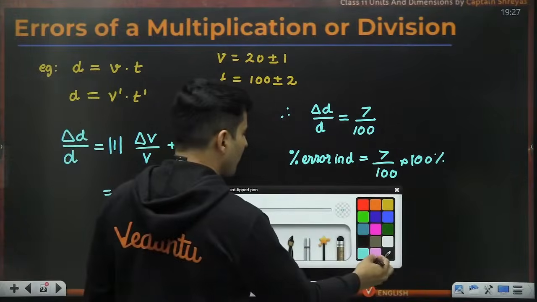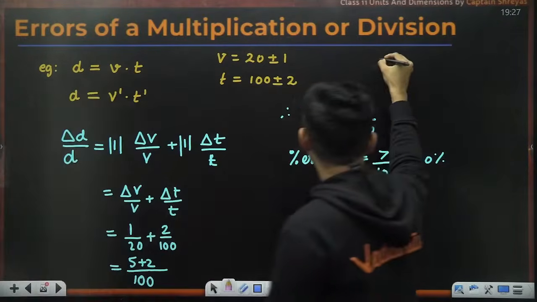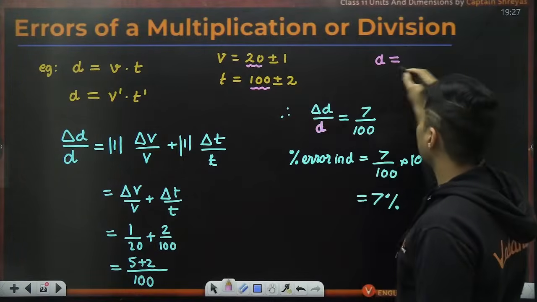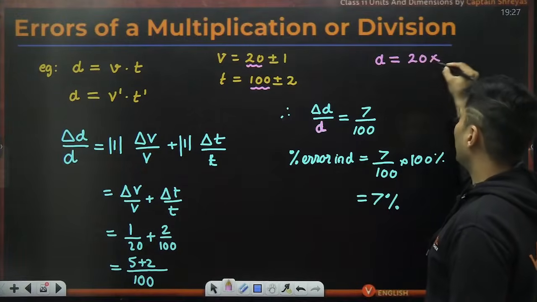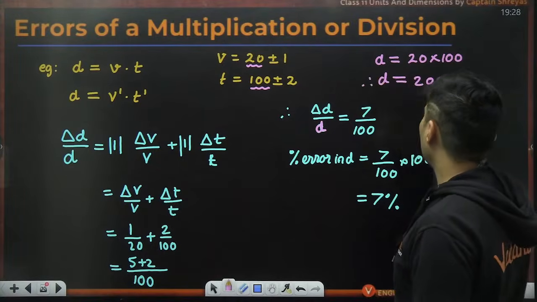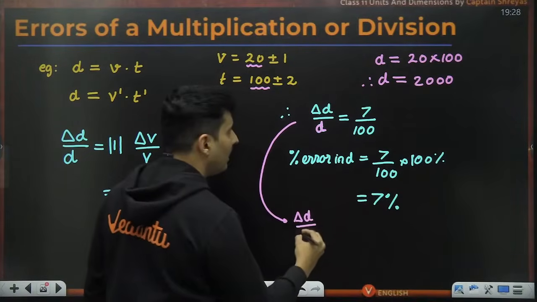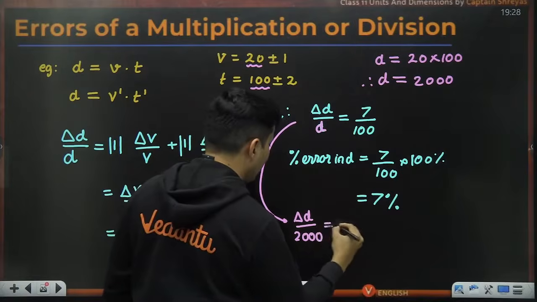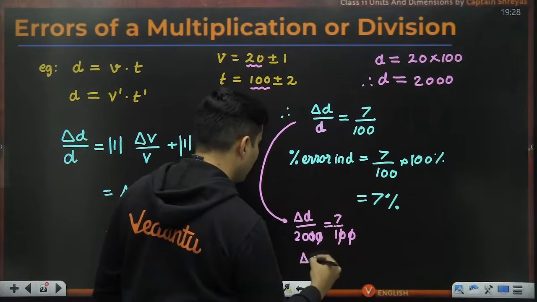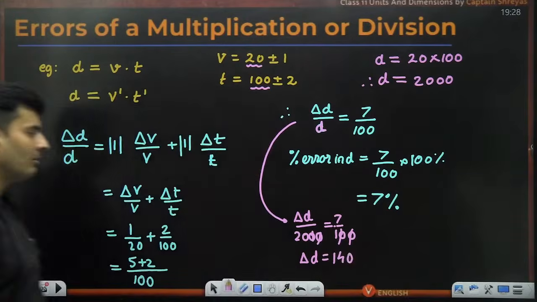Well, that also we can. Just say this. If you talk about this D over here, that D is V into T. That D is that velocity multiplied by time. Velocity is nothing but 20, most probable. Time most probable is 100. So D will be nothing but 2000. So if you substitute it over here, it will be delta D divided by 2000. Delta D divided by 2000 is 7 by 100. The zeros cancel. So delta D will be 7 into 20, which is nothing but 140.